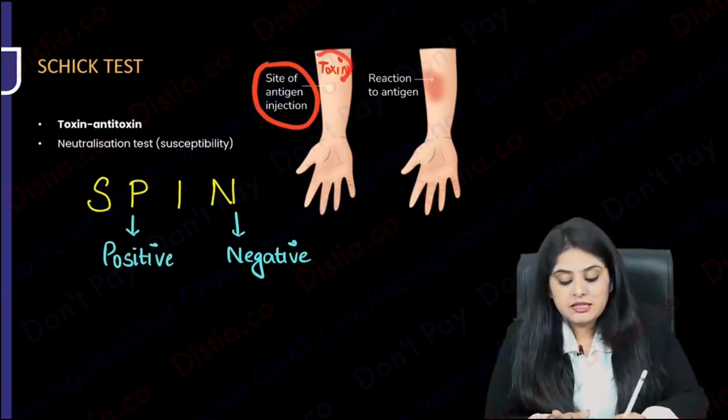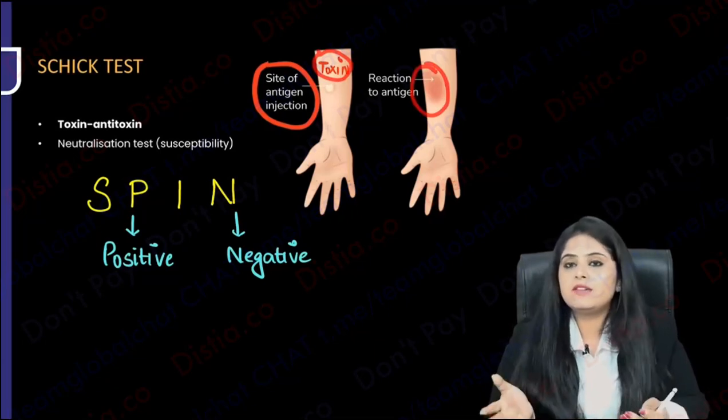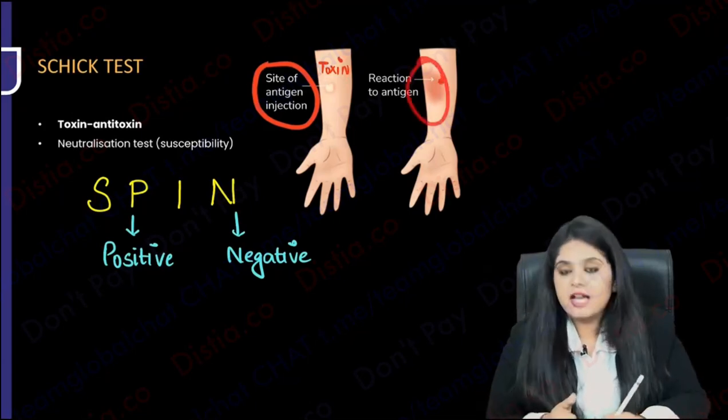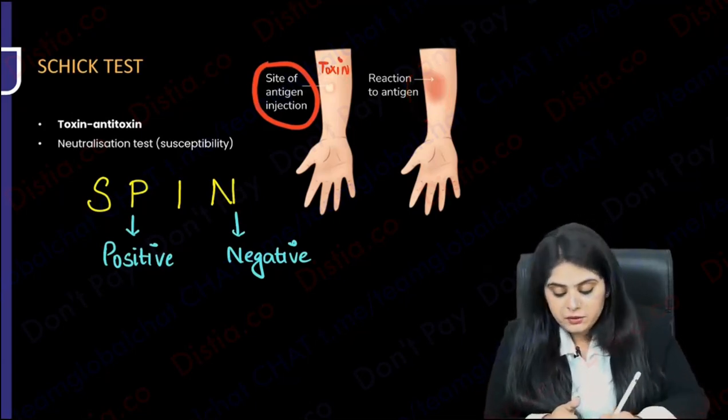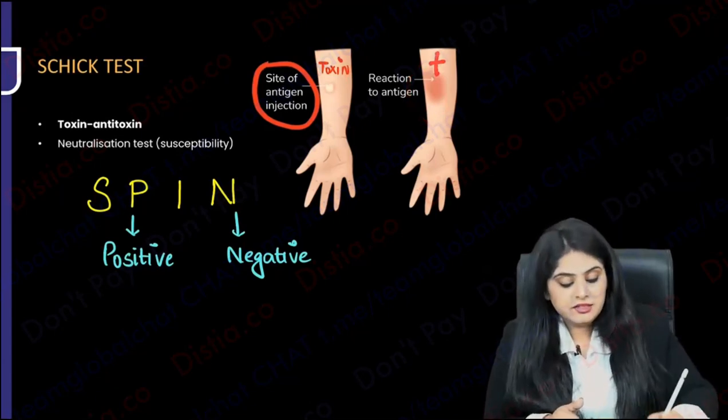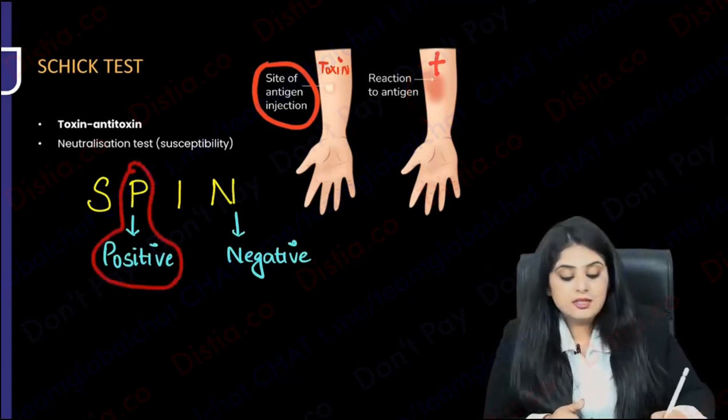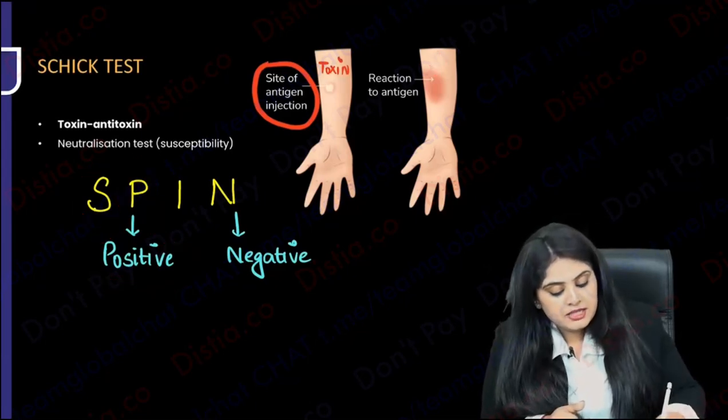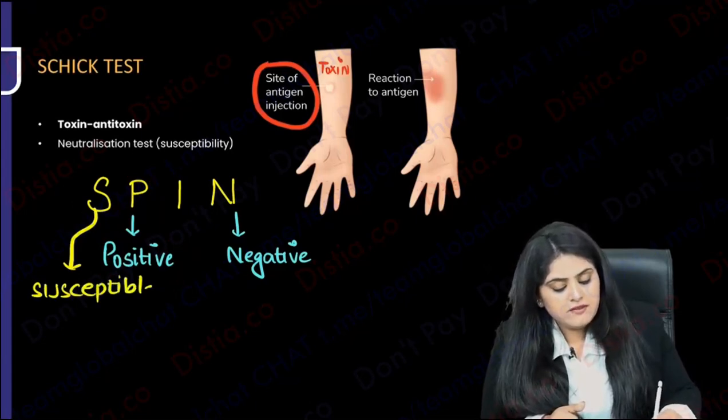When you suddenly inject toxin inside me, will I show you a reaction? Yes, ma'am, you didn't have any antibody, you did not have any protection. So suddenly you started showing a lot of reaction. So what does it show me? If you see a reaction, means if you see a positive Schick test, means you are susceptible. If you see a positive Schick test, means you don't have anyone to protect you, you are very vulnerable.